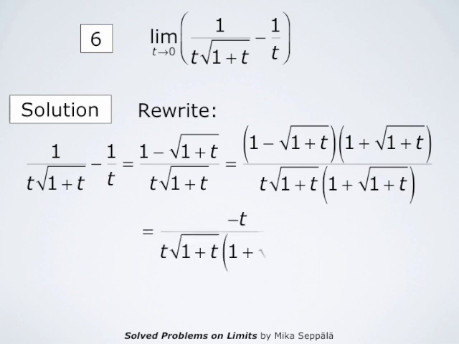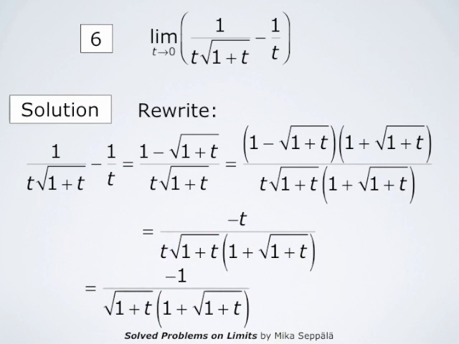When we do that, the whole expression simplifies to negative t divided by t times square root of 1 plus t times 1 plus square root of 1 plus t. And t cancels out. This is just minus 1 divided by square root of 1 plus t times 1 plus square root of 1 plus t. And now we may perform direct substitution. Substitute t equals 0, one gets that the limit is minus 1 divided by square root of 1 times 1 plus square root of 1. So we get minus 1/2.